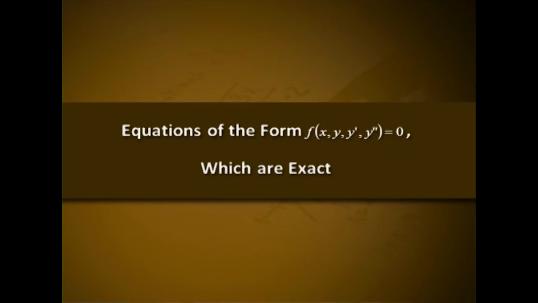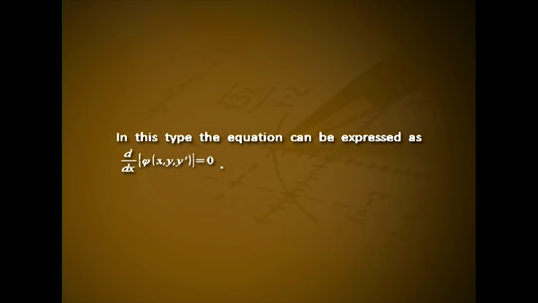Equations of the form f of x comma y dash comma y double dash is equal to 0, which are exact. This type of equation can be expressed as d by dx of phi of x comma y dash is equal to 0. The first integral of this equation is phi of x comma y dash is equal to c1, which is a first order equation, solving which we get the solution of the given second order equation.